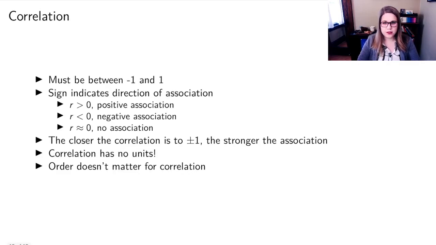So you might have noticed that correlation has to be between -1 and +1. You're never going to have a correlation that is less than -1 or greater than 1. And the sign of the correlation indicates the direction of association. So if you have a positive R value, that's a positive association. If you have a negative R value, that's a negative association. And if the correlation value is about equal to 0, that's no association.